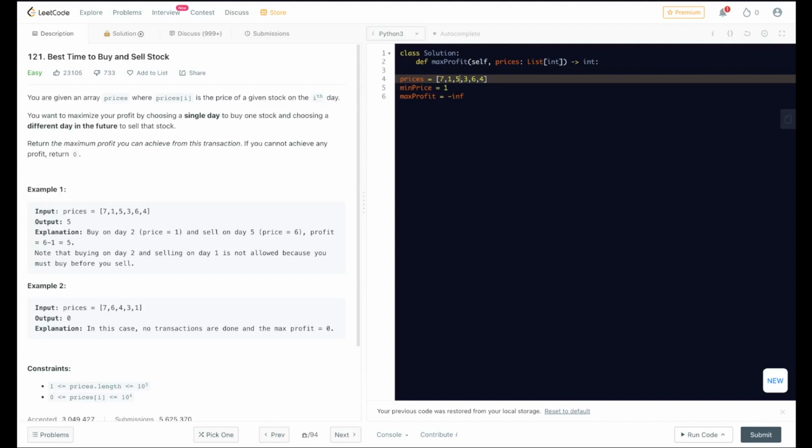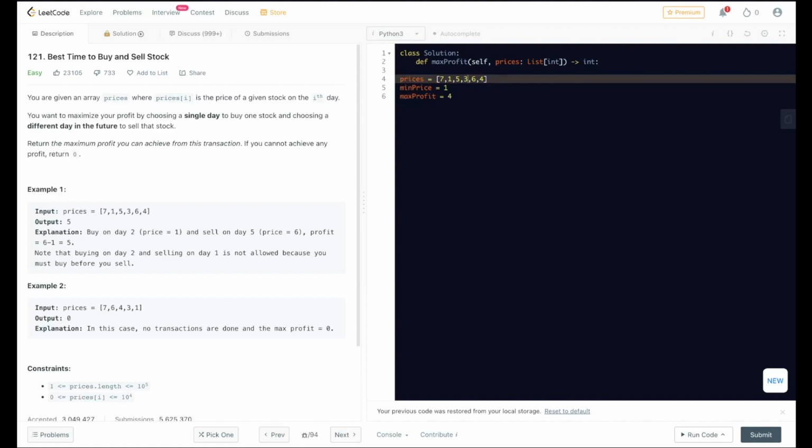We're going to be calculating the potential profit by subtracting the min price from the value of the stock at the current day, which is 5. 5 minus 1 yields 4, which is greater than our current max profit, so we're going to update it to 4. And then we're going to move on to 3 and see that 3 is greater than our min price.